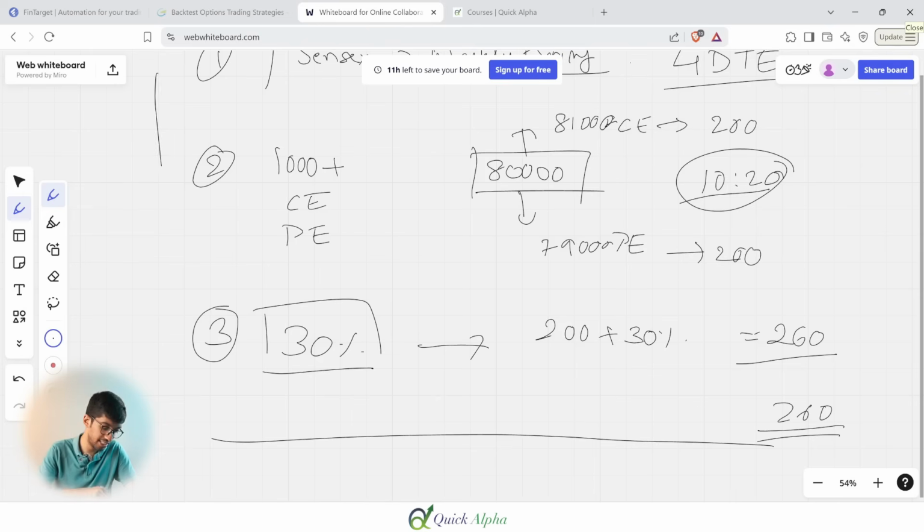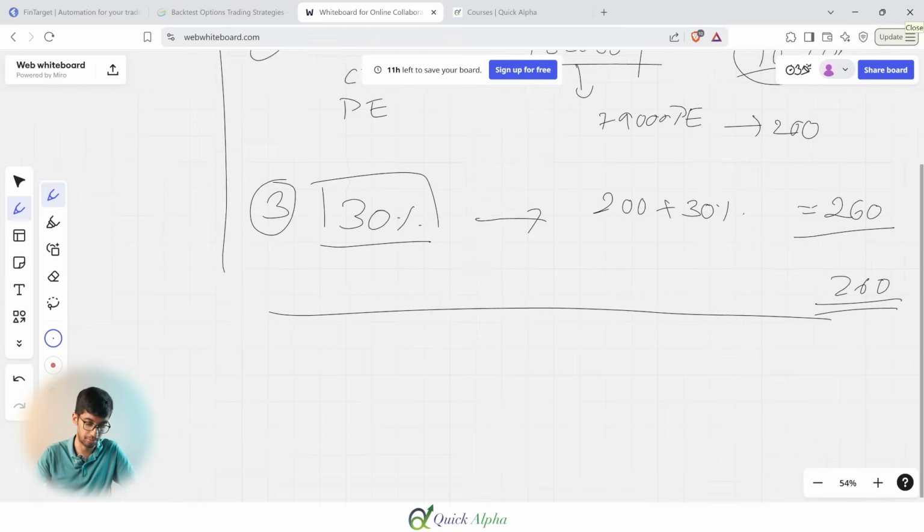So now three simple parameters are done. When to enter? We are going to enter Sensex 4DTE options in the morning, maybe somewhere around 9 or 10. We are going to go 1000 points away, short a call option, 1000 points away and short a put option, and place a 30% stop loss.